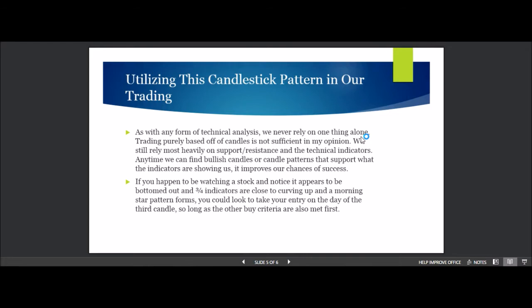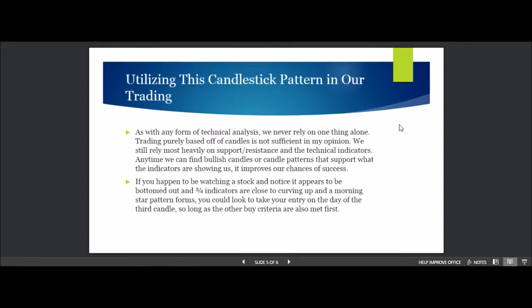So utilizing this candlestick pattern in our trading. As with any form of technical analysis, we never rely on one thing alone. Trading purely off of candles is not sufficient in my mind. Okay, that will not lead you to be successful and consistent longer term. We still rely most heavily, the key things that we're going to focus on are support and resistance and the technical indicators.